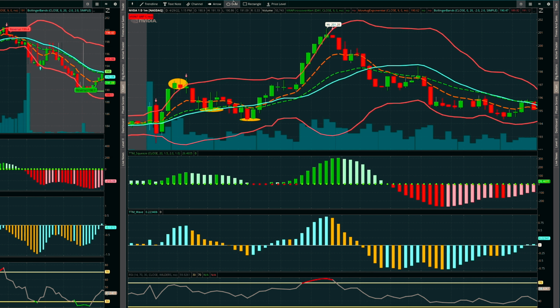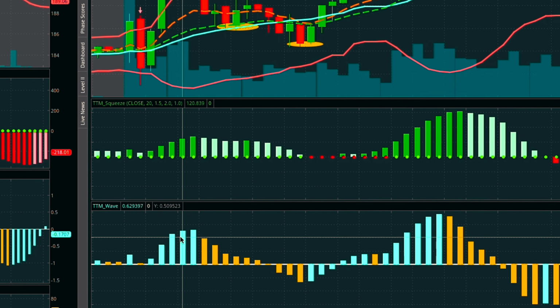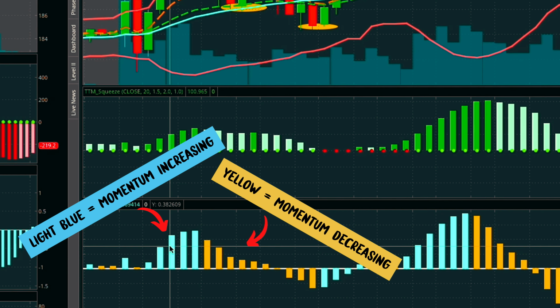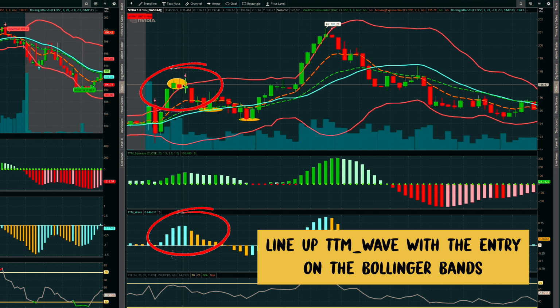Okay, so as you can see, that's how we trade reversals on the Bollinger Bands. And as you can see down here, our TTM Wave, we use a TTM Wave as well. The TTM Wave just confirms our trade. And so as you can see, the light blue tells us that the momentum is increasing, and as soon as it turns yellow orange, that means the momentum is starting to decrease. And so you want to line up the Bollinger Bands, where the position is outside of the Bollinger Band, with the TTM Wave.